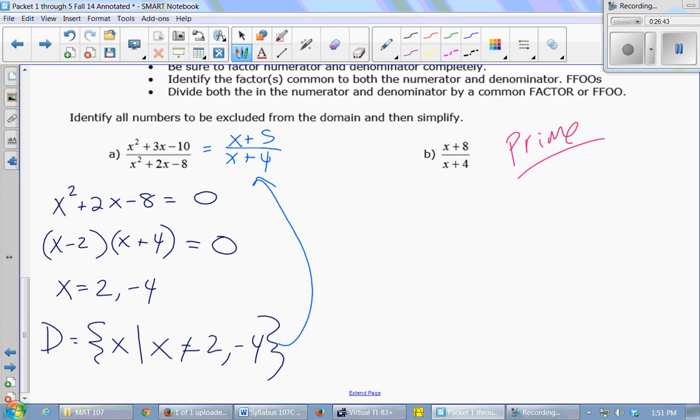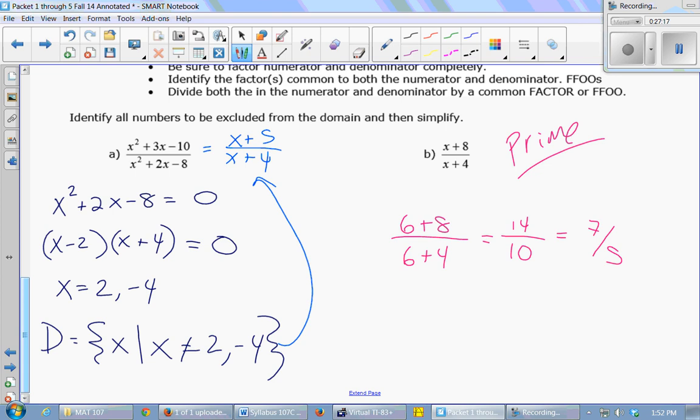Let's just say, pick a number for x. If you're ever in doubt, can I cancel in this situation? Pick a number for x and test it, right? So I have x plus 8 over x plus 4. What if I put in 6 for x? So I have 6 plus 8 over 6 plus 4. If you were just going to evaluate that, 6 plus 8 is 14, 6 plus 4 is 10, 14 tenths or 7 fifths, right?